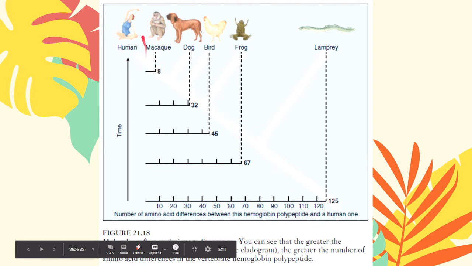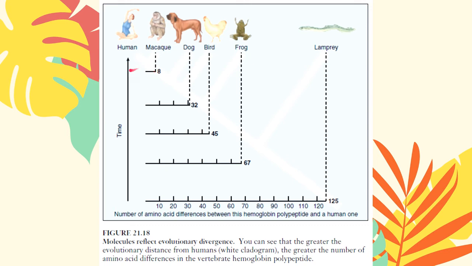So, for example, humans and macaque, we only have 8 different amino acids from them. And that's few. It means that the rest of the amino acids, we are the same. We are similar with this species of primates. Between humans and dogs, we only have 32 different amino acids from them, and we share the rest. So we only have 32 differences, so we are not quite far from them in terms of evolutionary tree. Humans and birds, we have 45 different amino acids from them. And between humans and frogs, we have 67 different amino acids from them.